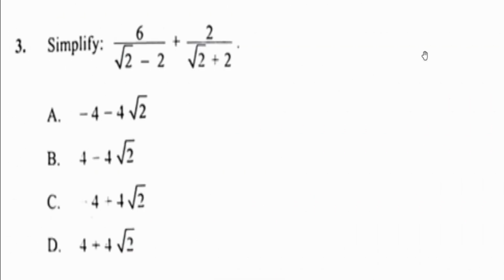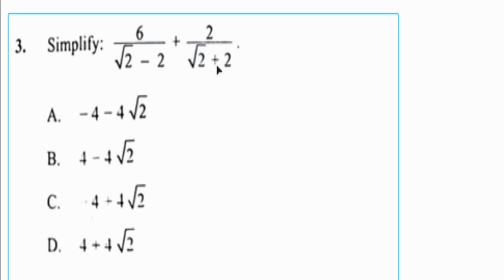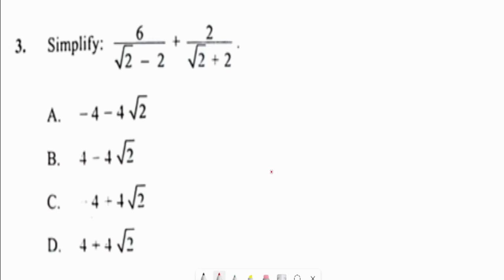Question 3 is a surd problem that asks us to simplify 6 over square root of 2 minus 2 plus 2 over square root of 2 plus 2. And let me quickly add that if this were an essay question, we would have gone ahead to use the conjugate of each of the denominators to solve. But since this is an objective or multiple choice question where we are not interested in the method, but just the final answer, we will use the calculator to solve this. So let's get onto the calculator quickly.